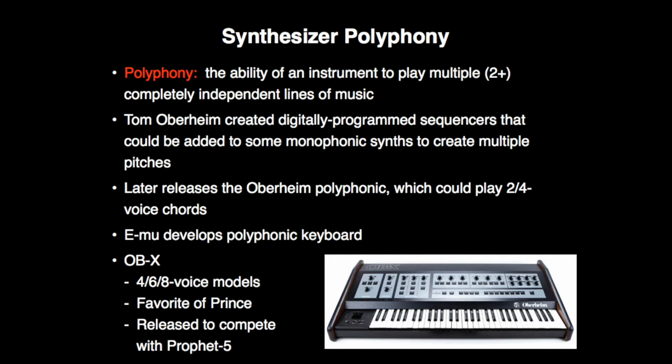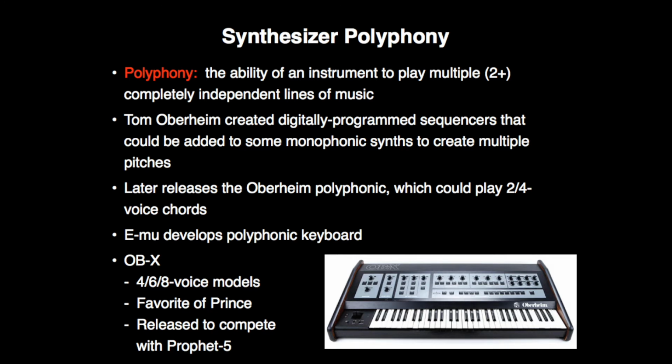So you could play different keys at different times, and those keys would send different volts per octave voltages, and they would also start different gates. So it became a fully polyphonic keyboard that was able to send polyphonic information. So in collaborating with EMU, Oberheim was able to create the OBX, which was a polyphonic synthesizer which, depending on which model you got, could play 4, 6, or 8 voice polyphony. And this was a favorite synthesizer of Prince.